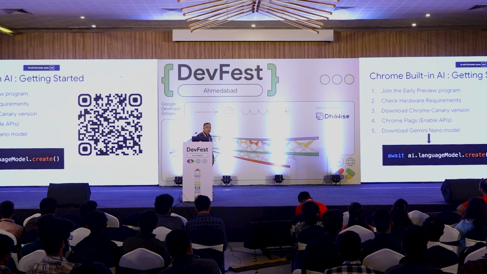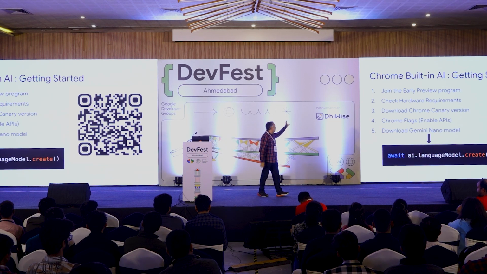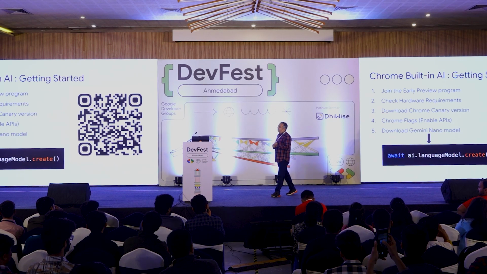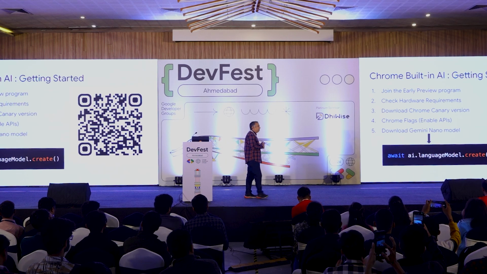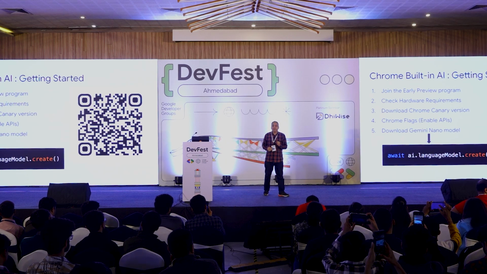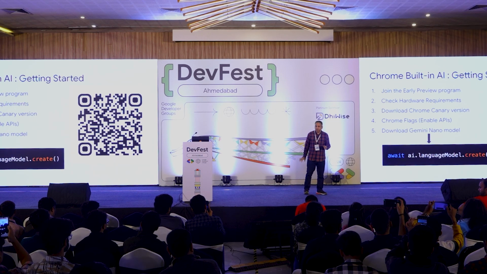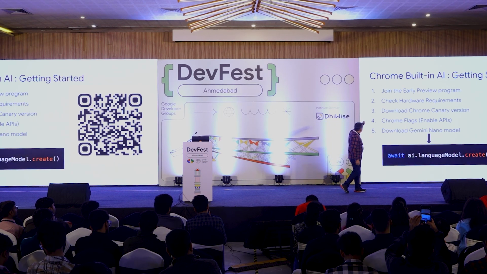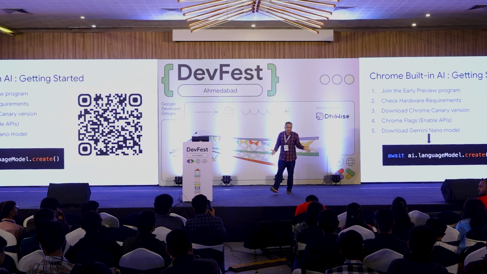But first, how to get started. Obviously, there's a link at the end where you can see all of that. But it's as simple as joining a preview program. If you just search for Chrome built-in AI preview, you'll be led to a program. Joining the program has nothing to do with enabling the features in your browser. It's only to get updates on what's changed and any new APIs. Most importantly, steps 2 and 3 will, of course, make or break your experience.